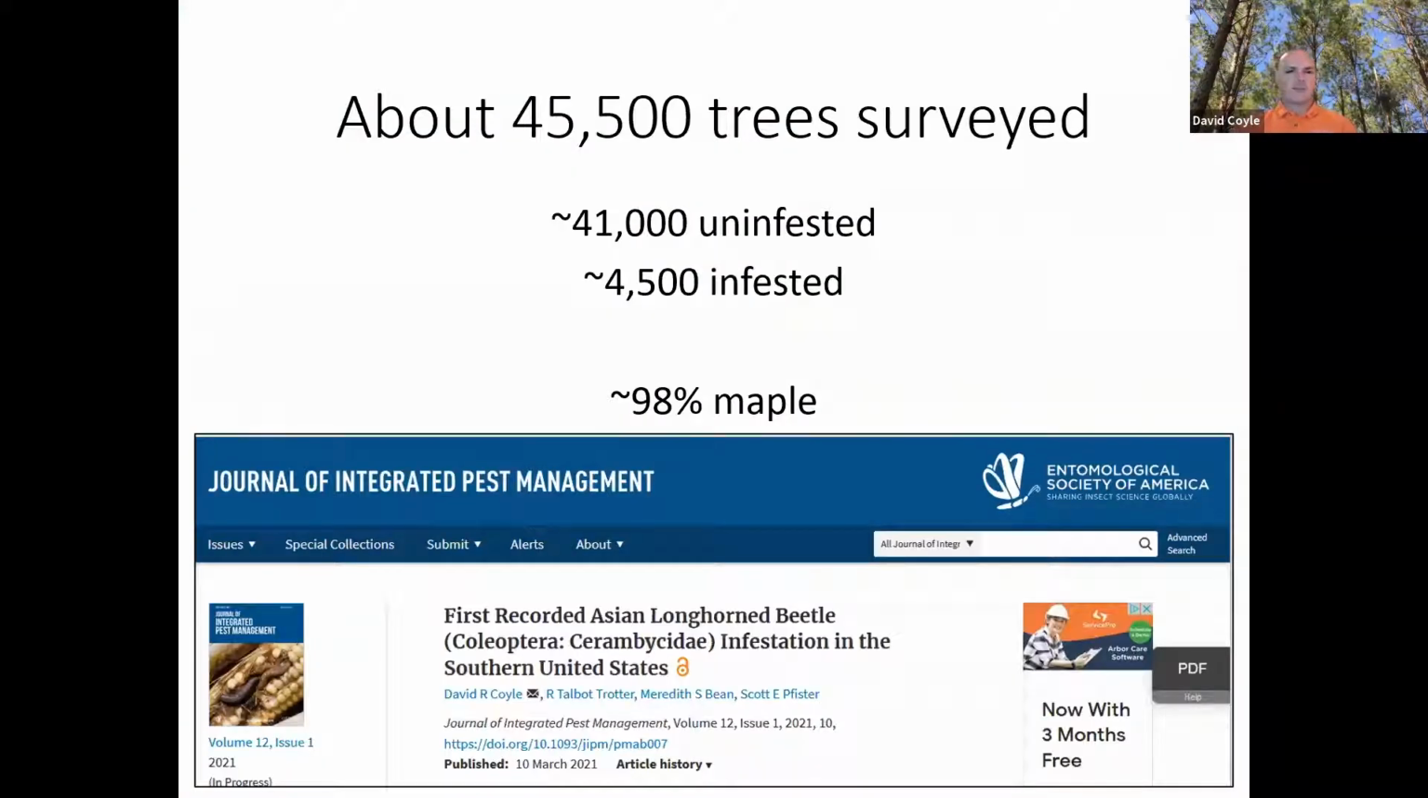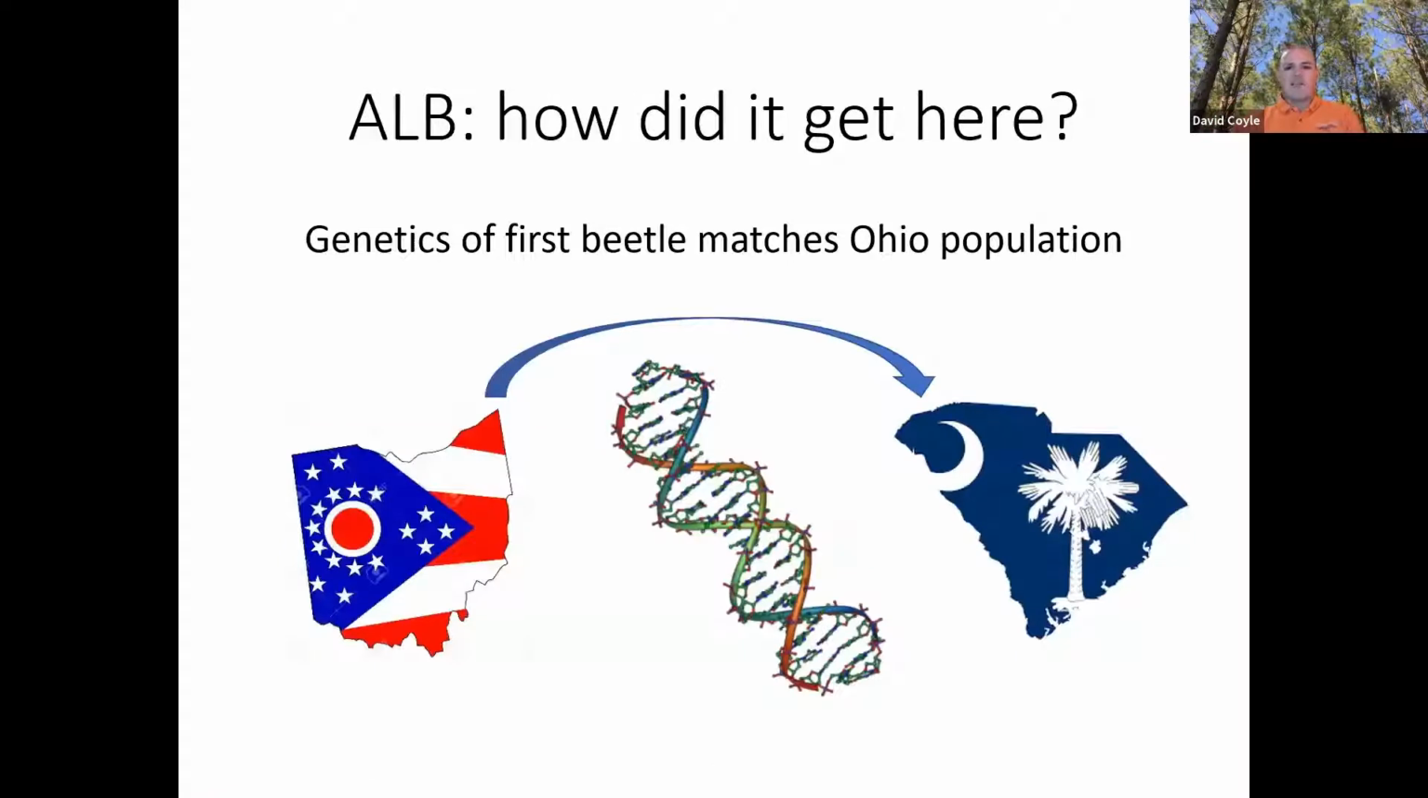So we've been doing work on this since it came last year. We know that most of the trees infested are maple, Acer species, mostly red maple down here, but it'll also infest cottonwood and elm, sycamore and birch as well. And so this is a big question we had: how did this get here, right? This is a bug that doesn't travel a whole lot on its own, it's not a strong flyer, it's known to stay in one general spot for years. How did it get to South Carolina from Ohio, right?